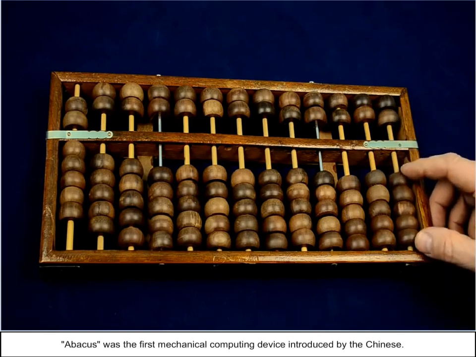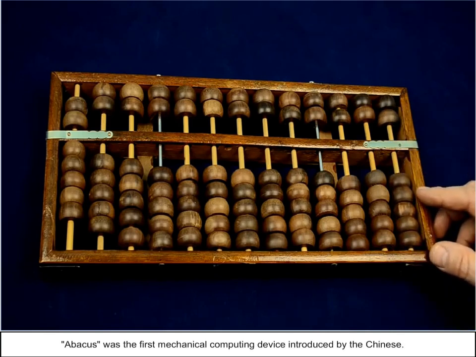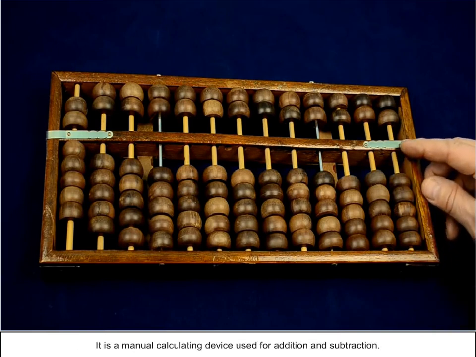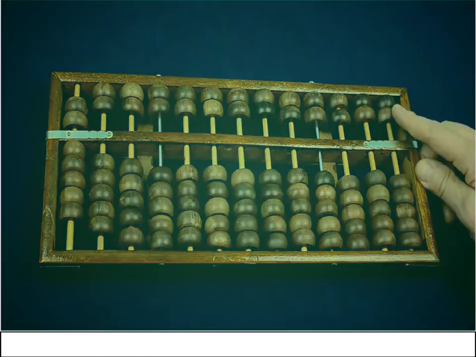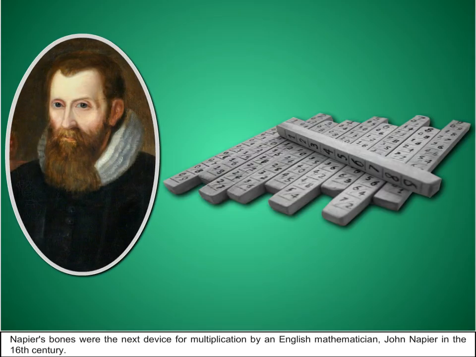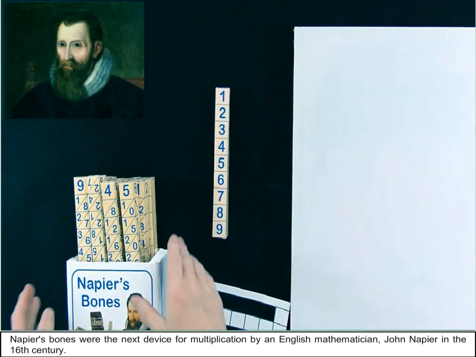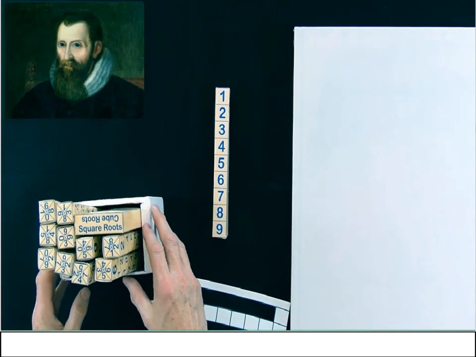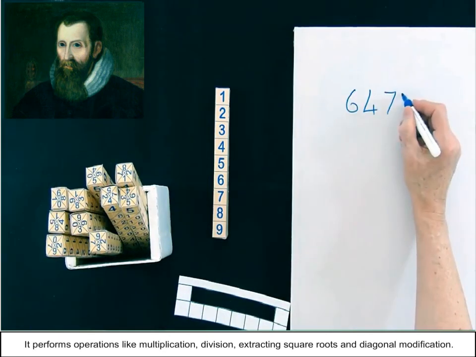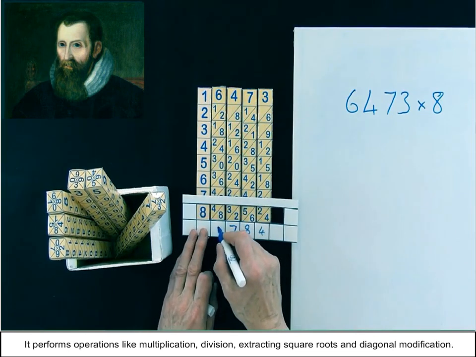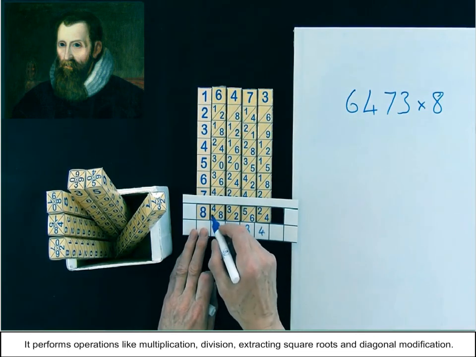Abacus was the first mechanical computing device introduced by the Chinese. It is a manual calculating device used for addition and subtraction. Napier's bones were the next device for multiplication by an English mathematician, John Napier, in the 16th century. It performs operations like multiplication, division, extracting square roots, and diagonal modification.